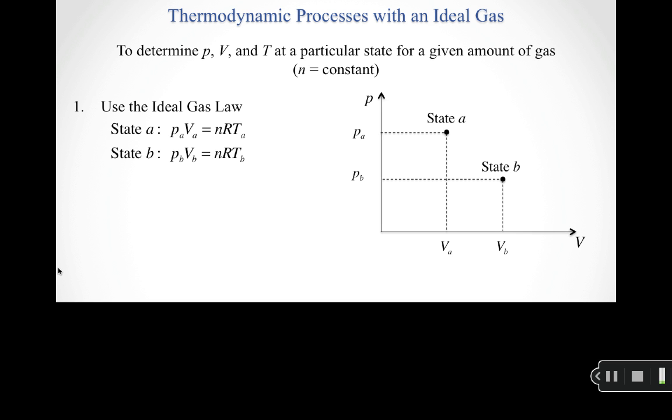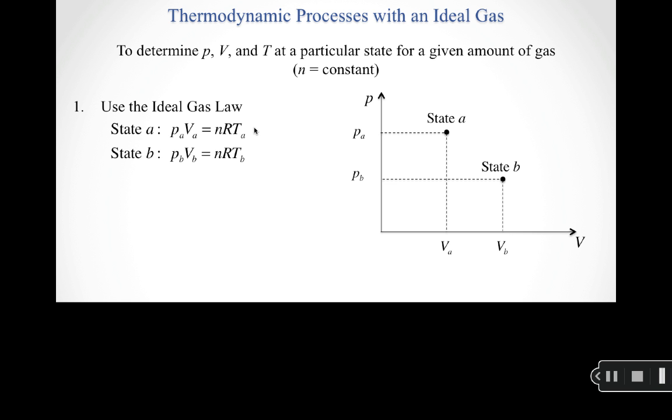Now, these processes obviously can be used with other systems besides ideal gases. But we'll use our ideal gas system to give these processes some context. So one way to think about this is that if we were interested in determining the pressure, the volume, and the temperature in a particular state for a given amount of an ideal gas, and that given amount means we're going to keep the number of moles of the gas constant.